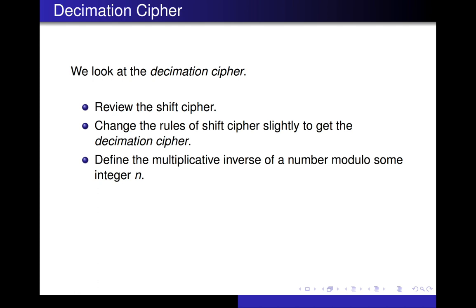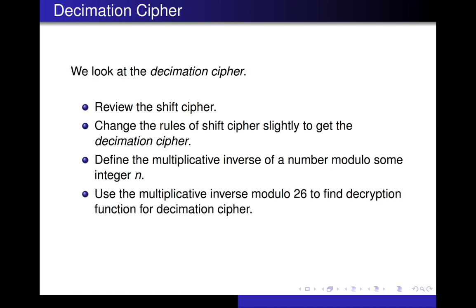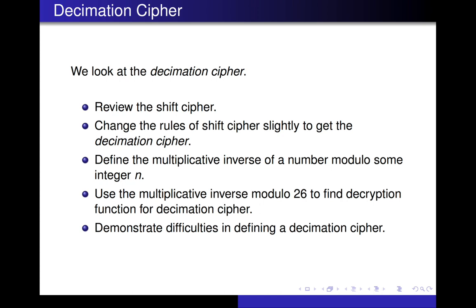Then we're going to define the multiplicative inverse of a number modulo some integer n, and then we're going to use that to find a way to decrypt the decimation cipher. And finally, we're going to demonstrate some difficulties in defining the decimation cipher.